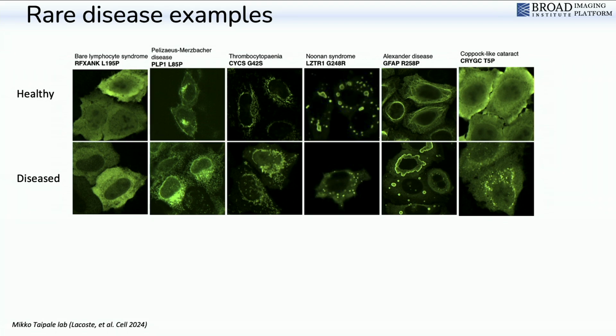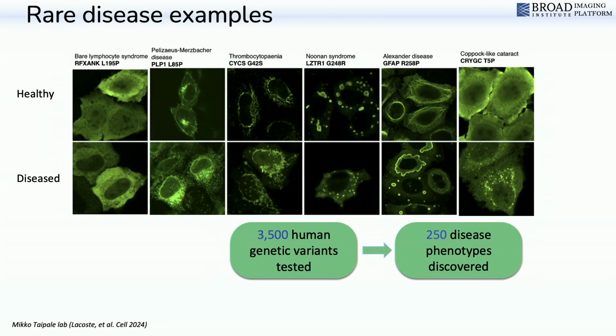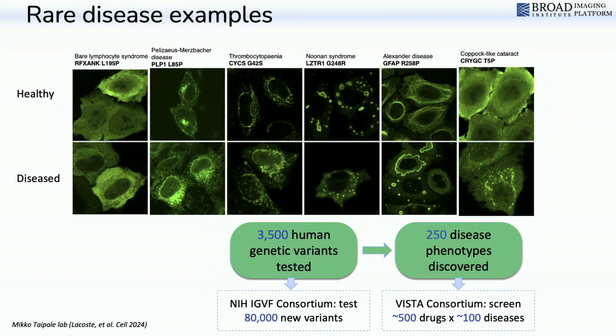What's really exciting is just how scalable this is. I don't need to know anything about any of these disorders. I don't need to know anything about what these proteins' normal function is. I can just make all of them. And so that's what we're on our way to doing. We started out with 3,500 genetic variants associated with a whole slew of different human diseases. We found 250 disease phenotypes, and now we can scale this up, and we're scaling it up in two ways. The first is by an NIH IGVF consortium where we're testing a much larger set of variants to find more and more disease phenotypes, but that still makes our bottleneck even worse.